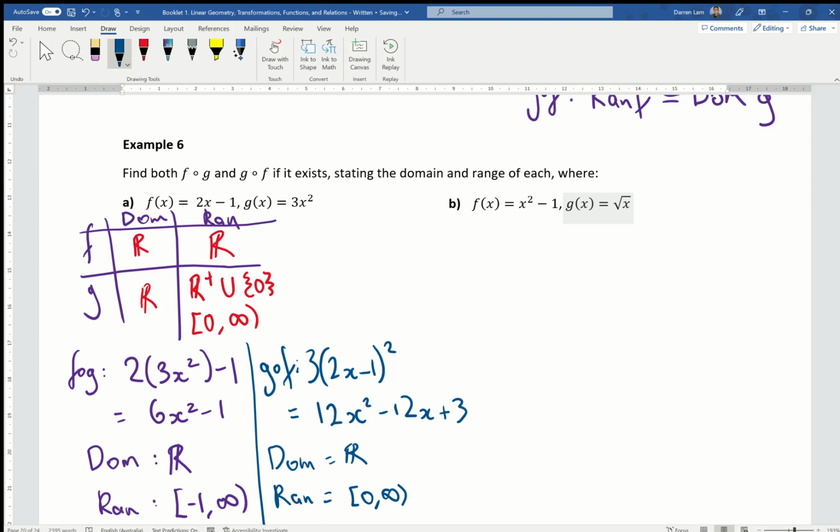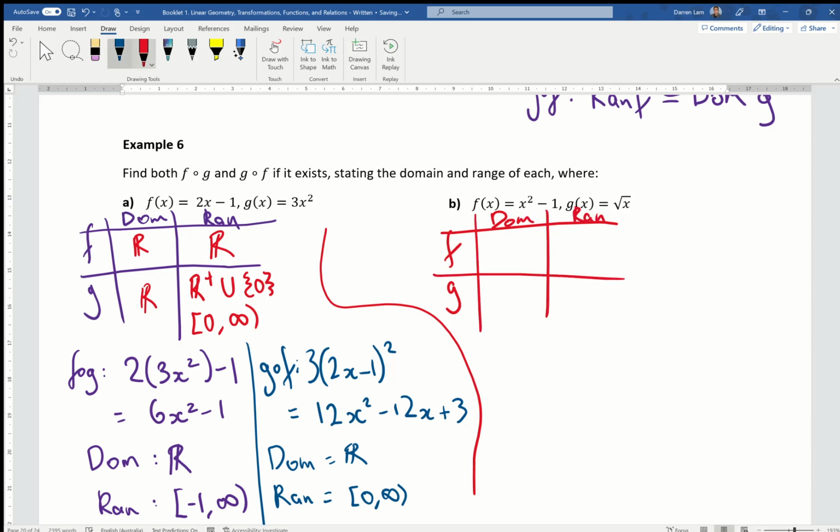What I'm going to do is show you the second example. I won't go through all of it, but I'll show you what it looks like when it doesn't exist. So, for our second example, we've got x squared minus 1 and square root of x. Obviously, we've got two functions now that are very different and are very clearly defined by a domain. So, I'm going to write my table up again, f, g, domain and range up here.